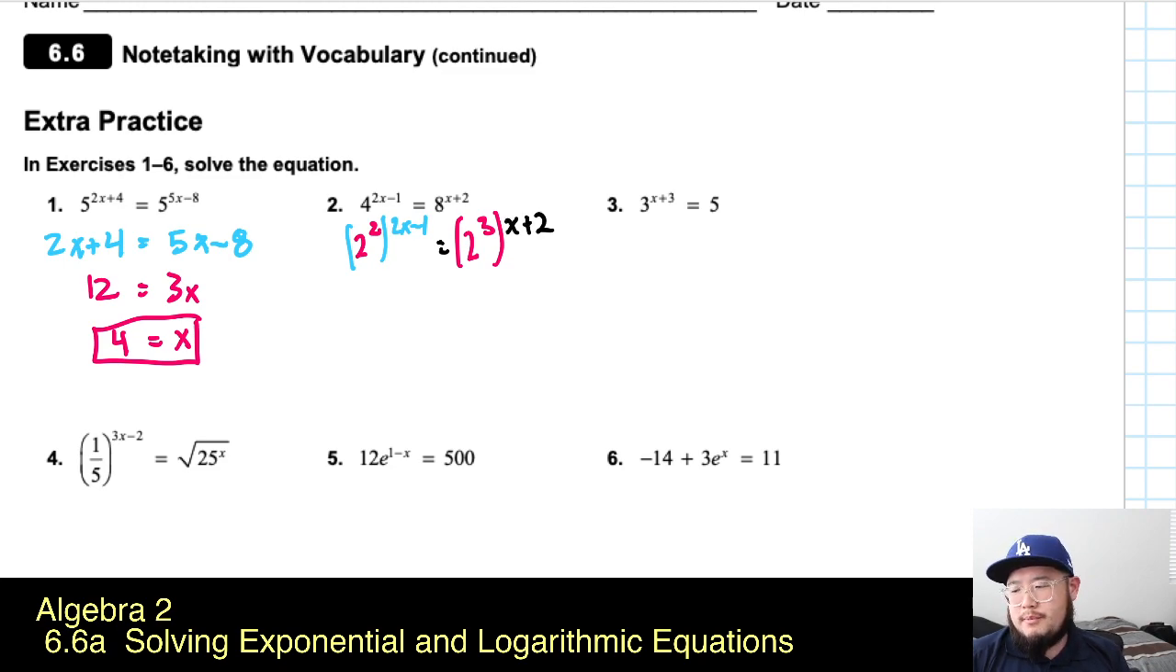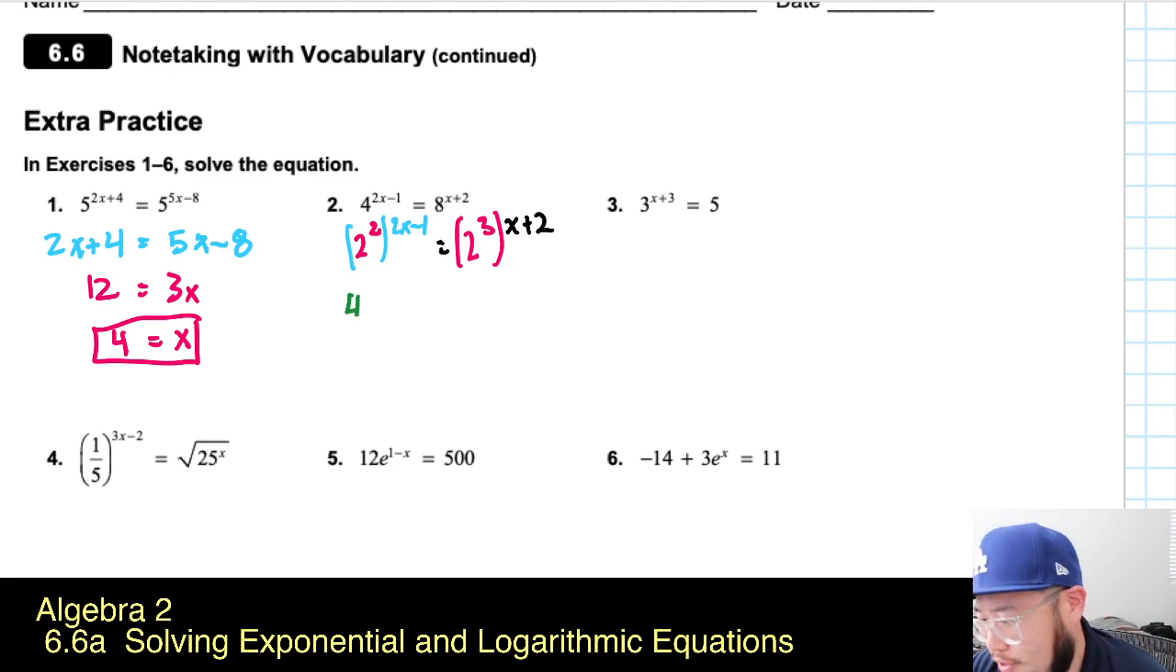Now, the bases are the same. So let's take the exponents and set them equal to each other. However, we've got to remember that when I raise a power to a power, as you can see right here with the exponents 2 and then 2x minus 1, we need to multiply all of that together. And so I now have 4x minus 2, and that's equal to 3x plus 6.